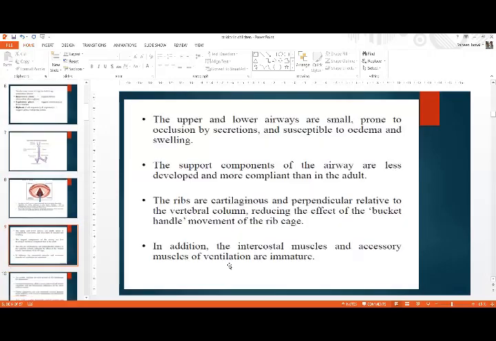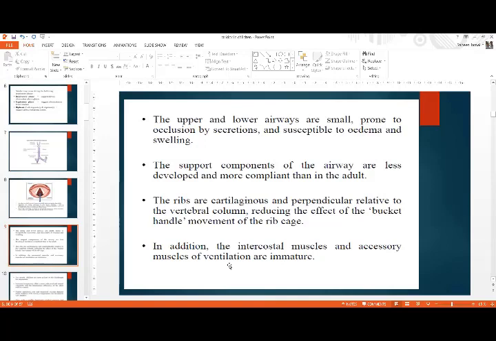The upper and the lower airways are small, prone to occlusion by secretions, and susceptible to edema and swelling. The supporting components of the airways are less developed and are more compliant than in adults. Another reason is that the ribs are cartilaginous and perpendicular relative to the vertebral column. This reduces the bucket handle movement of the rib cage. In addition, the intercostal muscles and the accessory muscles of respiration are immature.